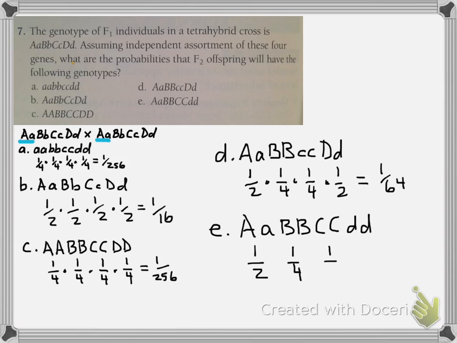And then the last question, we've got a mix again. Okay, but this time we have 3 homozygous genotypes and 1 heterozygous one. So when we work that all out, we end up with 1 in 128. So we have a 1/128 chance of having an offspring with this genotype.